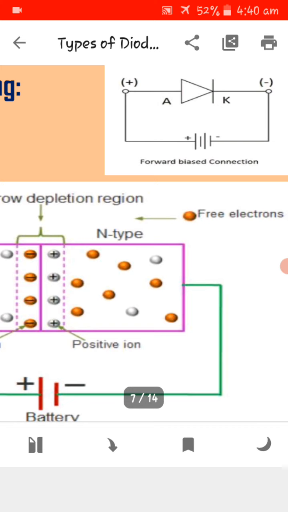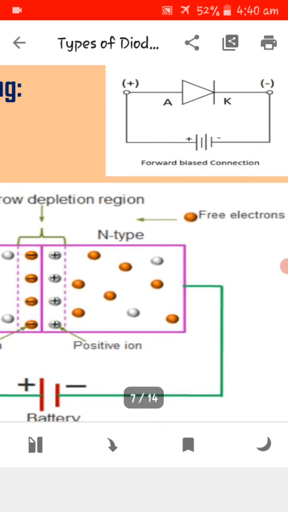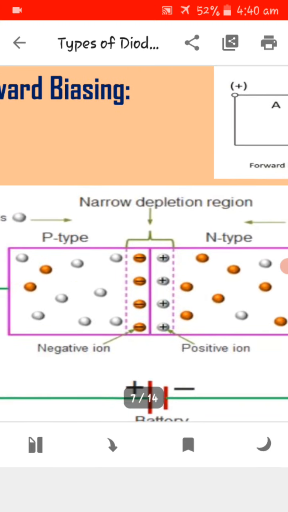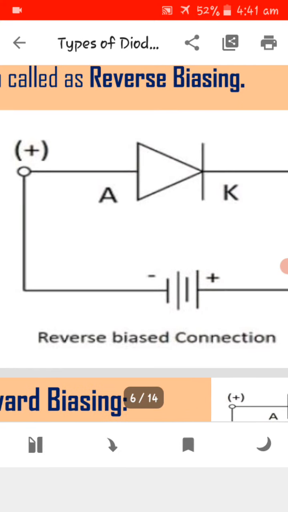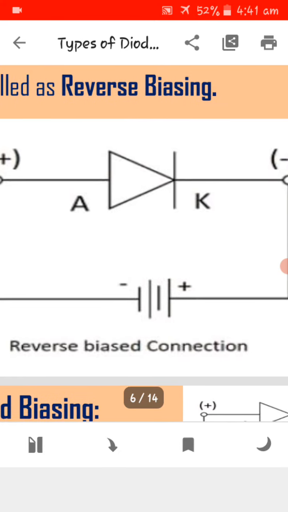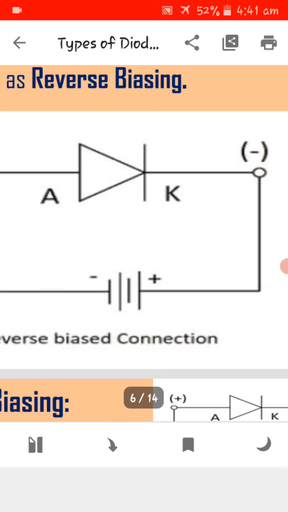Actually, the electrons from the n-type region are attracted towards the positive terminal, since the supply is reversed in this figure. And similarly, from the p-type region, holes are attracted towards the negative terminal of the battery. So this type of connection is there. So what is the action? When the holes and electrons are attracted towards the battery, the depletion region width goes on increasing.